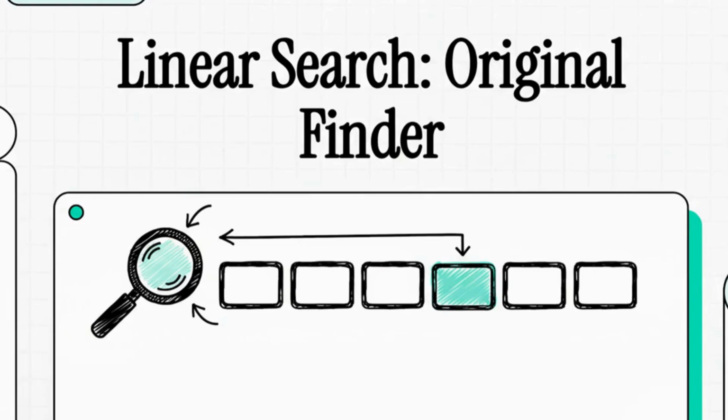You ever wonder how your computer actually finds a single file when you have thousands of them? Well, a lot of the time, it starts with a method that's so simple, you probably use it every day without even realizing it. Today, we're going to break down the original finder, the linear search.